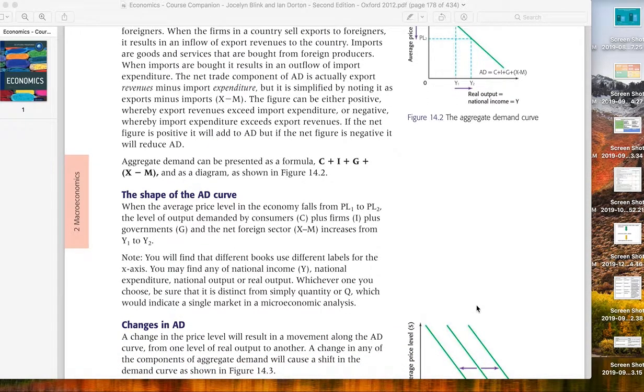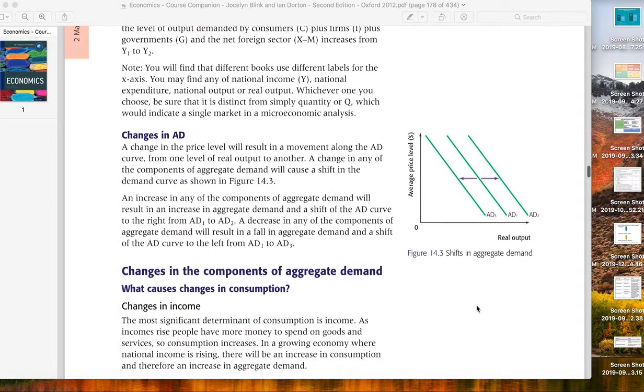You're going to find different books using different labels for the x-axis. You may find national income Y, national expenditure, national output, or real output. Whichever one you choose, just make sure that it's different from Q, because when you just put Q, it makes it look like you're not differentiating between the microeconomic curve and the macroeconomic curve. Changes in aggregate demand: just like in microeconomics, there could be shifts. A change in the price will result in movement along the curve, exactly the same as micro. A change in any of the components of aggregate demand will then cause a shift.